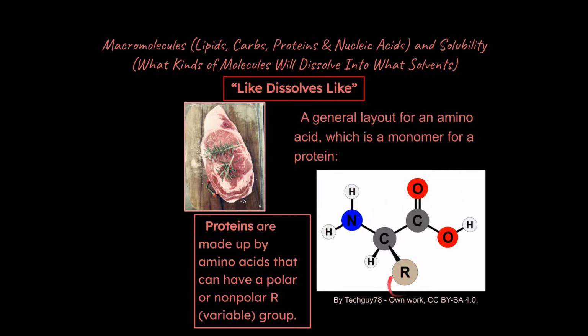Now the deal with that is that this is going to be a variable. So there are 20 different amino acids, and they all have different R groups down here. Think of this like an X in math, where that represents a variable. Now, some of those R groups are going to be polar, and some are going to be nonpolar. So, in essence, proteins sometimes can be dissolved by polar molecules like water, sometimes they cannot.